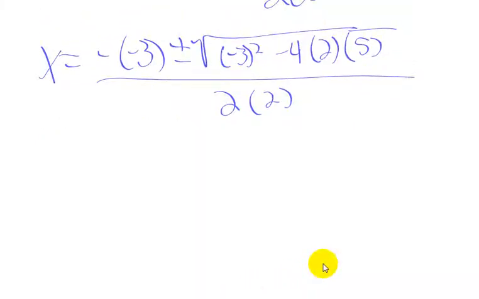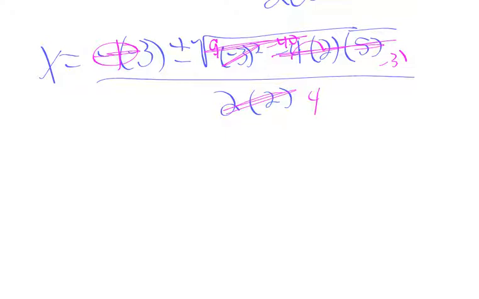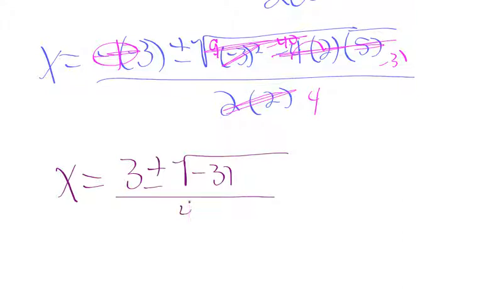Now it's just simplifying. So negative times negative goes positive, and then negative 3 squared is a positive 9. Negative 4 times 2 is negative 8, times 5 is negative 40. So now we have 9 minus 40, and that's a negative 31. 2 times 2 is 4. Okay, so now let's put it back together. So we're going to have x equals 3 plus or minus radical negative 31 over 4.